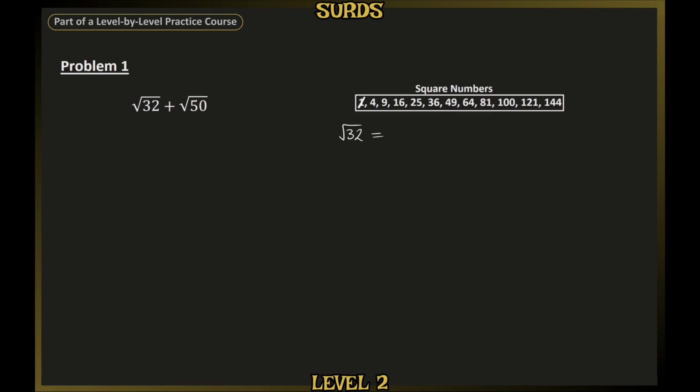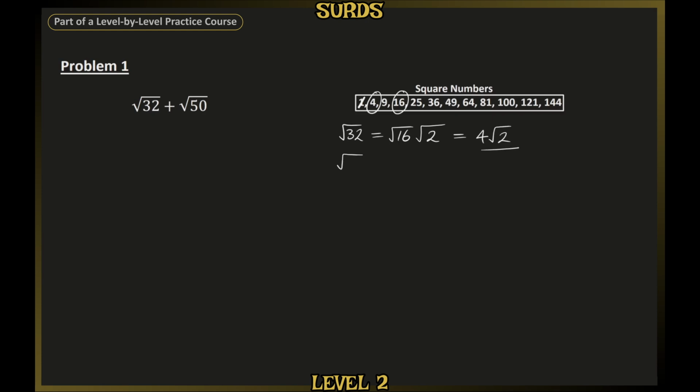And we can rewrite 32 as 4 times 8. We can also rewrite it as 16 times 2. And we want to take the largest of the numbers on the list. So we rewrite the square root of 32 as the square root of 16 multiplied by the square root of 2. And because 16 is a square number, we can square root it, and the square root of 16 is 4. So this becomes 4 root 2.